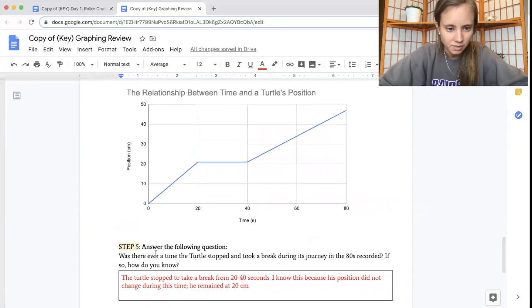Step 5 says, was there ever a time the turtle stopped and took a break during its journey in the 80 seconds recorded? If so, how do you know? We can see this spot right here where the graph flattens out. So the turtle stopped to take a break between 20 and 40 seconds. We know this because his position did not change during that time. He was constantly at 20 centimeters. That flat line shows that we don't have a change in position over that course of time.